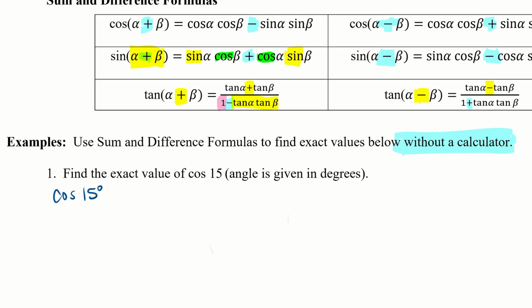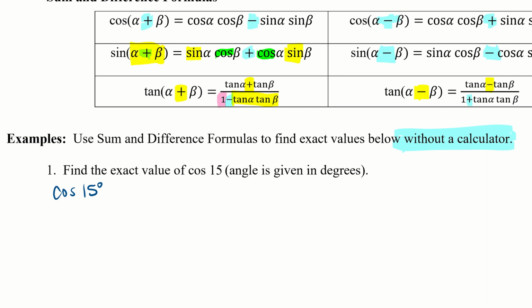So we're going to use one of the formulas. We could use a sum or a difference formula here. We want to use angles that we do know the cosine and the sine for in our unit circle. So one way we could do this is to think of the cosine of 15 degrees as being the cosine of 60 degrees minus 45 degrees, because those are both ones that we know.